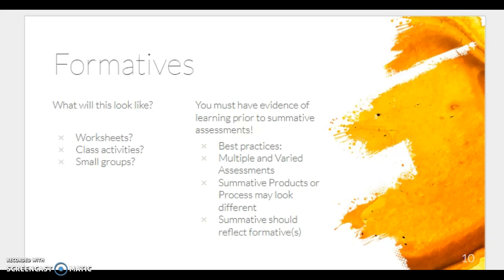Formatives, what will this look like? How are you going to check for understanding? This is part of the assessment piece. Will it be worksheets? Are you going to do class activities? Are you going to meet in small groups? As we all know, there needs to be evidence of learning prior to summative assessments. Best practices would tell us that we need to offer multiple and varied assessments. The summative products or process may look different. However, summatives should always reflect formatives. Students should have had the opportunity to practice the skill and master it prior to demonstrating their depth of knowledge and mastery of the standard.